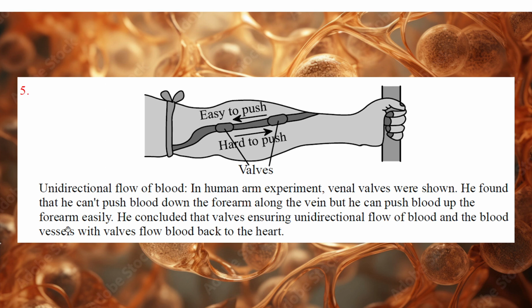And the blood vessels with valves flow blood back to the heart. Okay, so we find out the concept of the valve, because one way is okay, the other way can't. Okay, so backward blood flow is blocked by the valves.